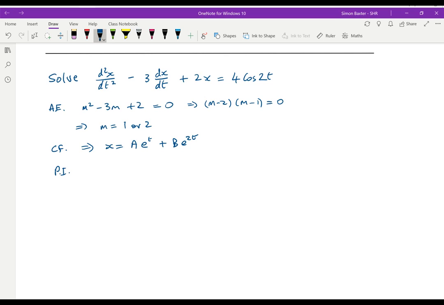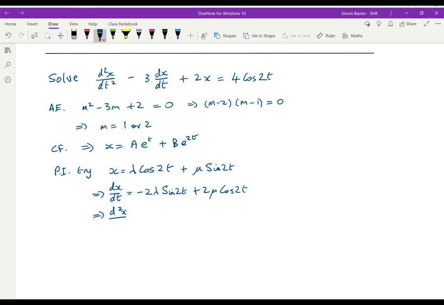Particular integral, we're going to try x equals, now this is where it's very easy. People just think they might try λ cos 2t. Nope, you must try something with both cos 2t and sin 2t. λ cos 2t plus μ sin 2t. This gives me that dx/dt is going to be minus 2λ sin 2t plus 2μ cos 2t, and d²x/dt² is going to be minus 4λ cos 2t, and by the time I've differentiated the cosine, minus 4μ sin 2t.